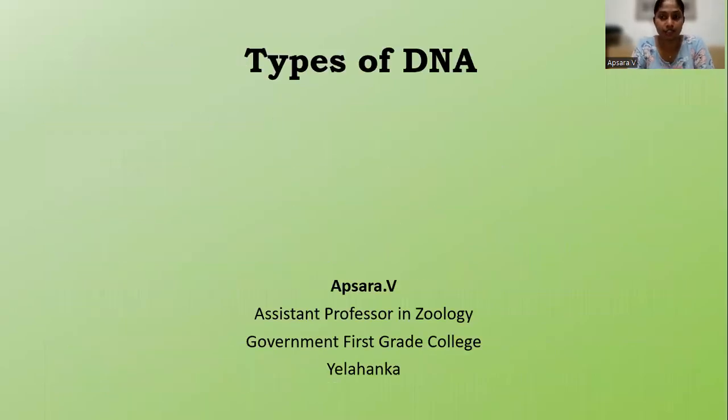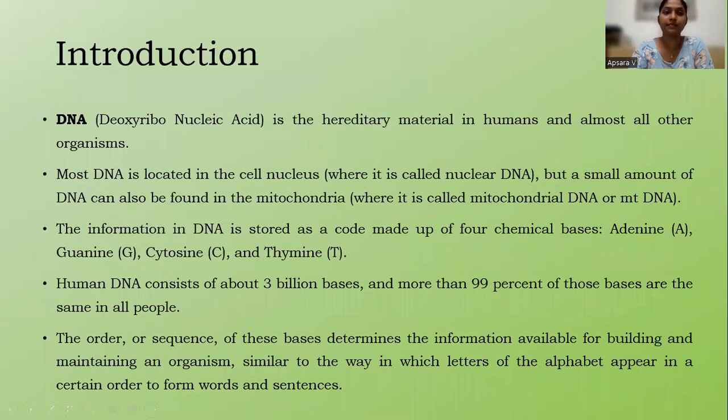Hello students. In today's session, let us learn about the different types of DNA. As you already know, DNA is the hereditary material in humans and almost all organisms except for a few viruses. Most DNA is located in the nucleus, which is also referred to as nuclear DNA. Also, a small amount of DNA is seen in mitochondria, which we refer to as mitochondrial DNA.